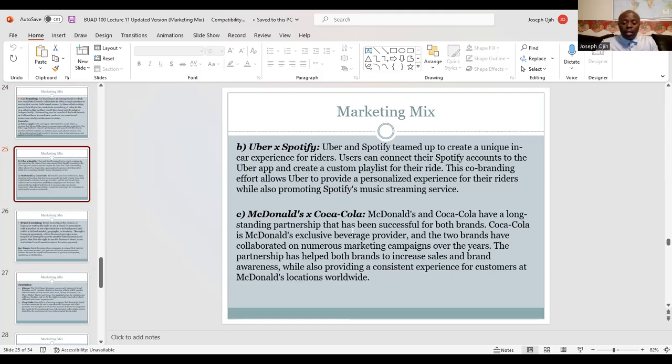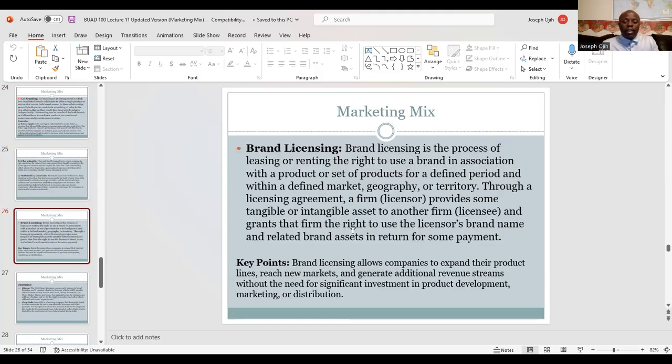Now let's see, the brand license. When you have a brand, you can license the brand. Most people that do brand licensing have a brand that's already known, and somebody else can lease or rent it to use in association with a product or set of products.